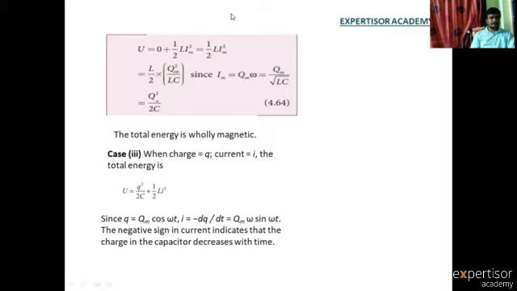So this is the information about the energy in LC oscillations.